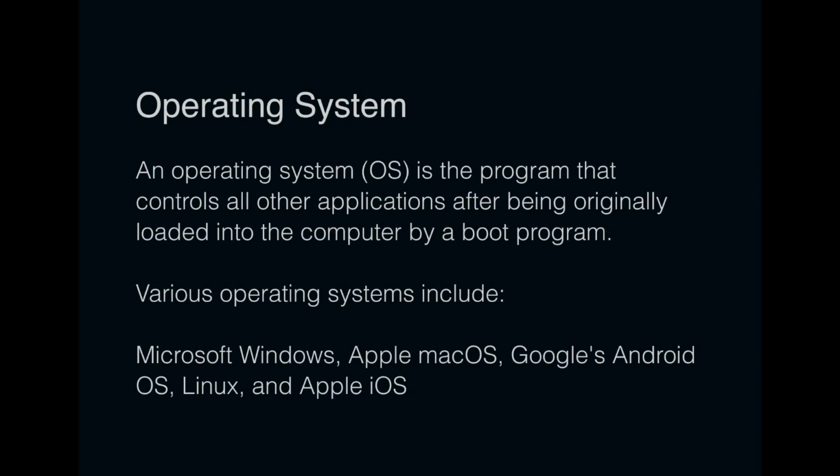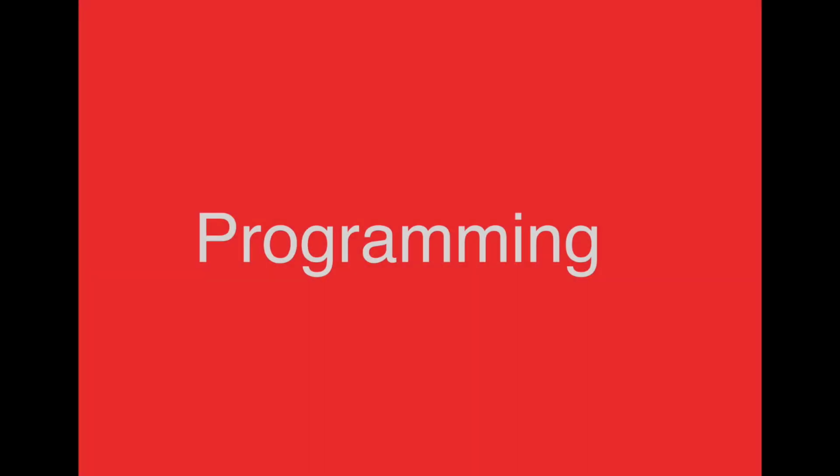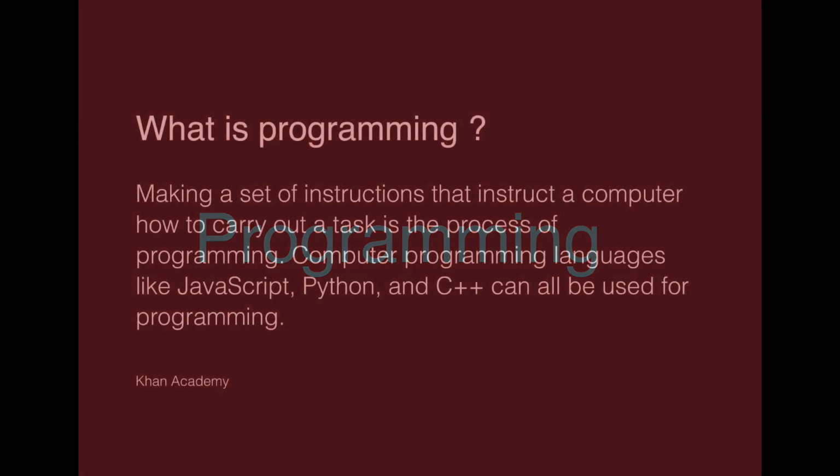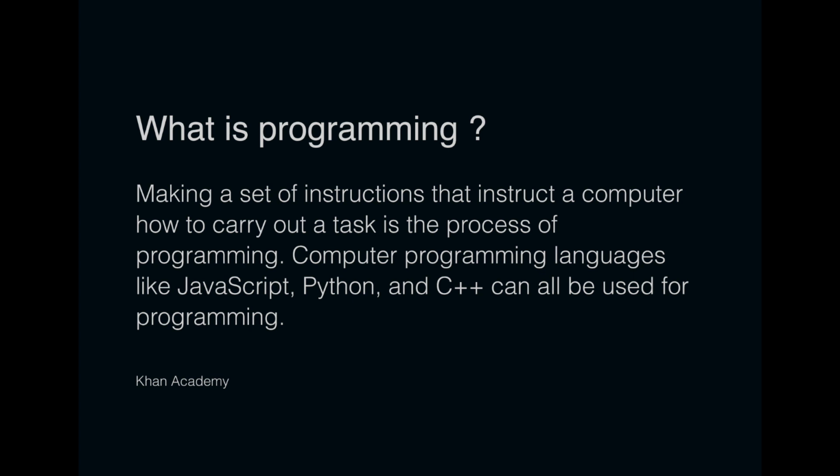An operating system is a program that controls all other applications after being originally loaded into the computer. Various operating systems include Microsoft Windows, Apple Mac OS, Google's Android OS, Linux, and Apple iOS. Next, we'll be talking about programming. Making a set of instructions that instruct a computer how to carry out a task is the process of programming. Computer programming languages like JavaScript, Python, and C++ can all be used for programming.